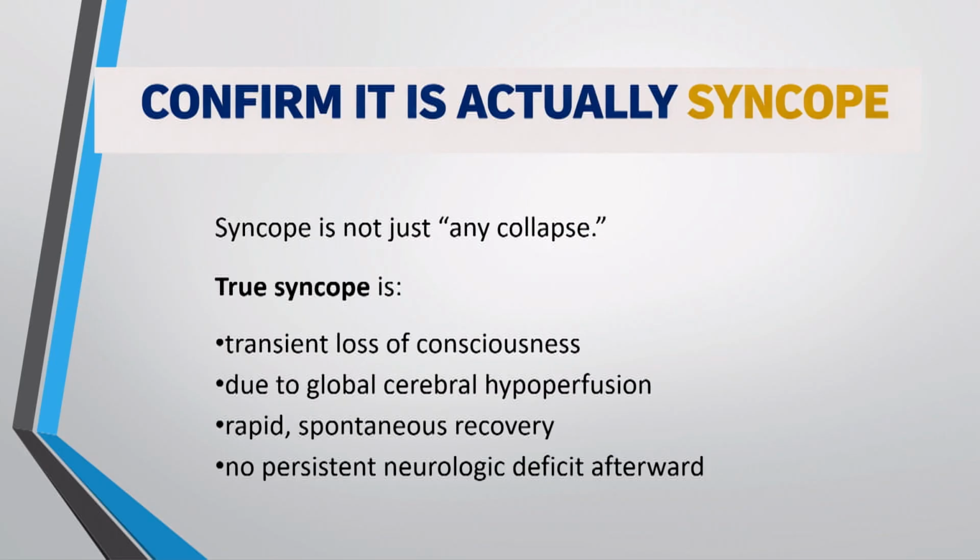Do we have a definition of syncope? In 2019, they published data where they tried to define what true syncope is, and true syncope is transient loss of consciousness due to cerebral hypoperfusion, with rapid and spontaneous recovery and no persistent neurological deficit afterwards.